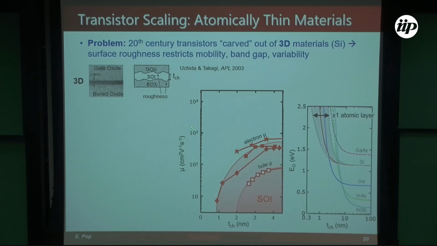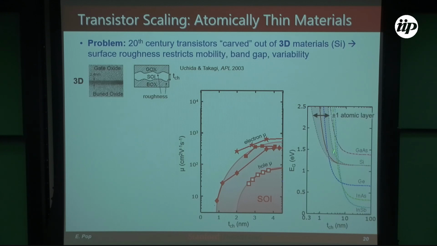This is experimental data for silicon mobility for electrons and for holes as a function of the layer thickness. So as you go below about 4 nanometers, the mobility is no longer a few hundred or whatever it should be for silicon. The mobility actually could be like 10 at room temperature, of course, right? So basically the electronic properties of these materials become quite bad because of surface roughness.